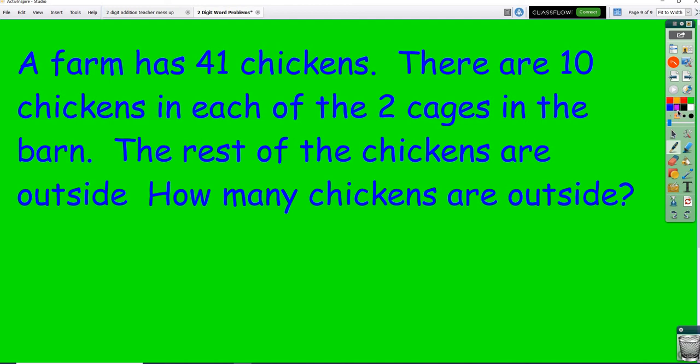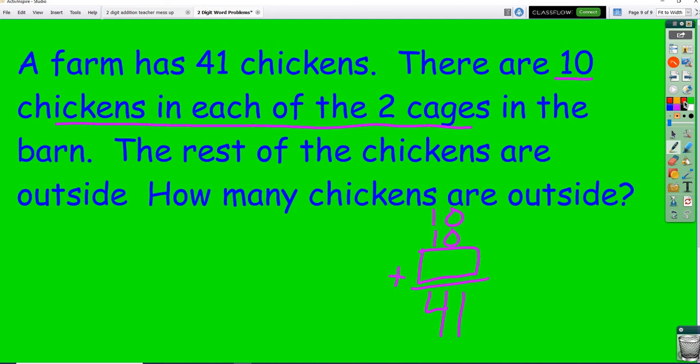All right, so the farm has 41 chickens. That's how many it has altogether. That's kind of the answer. It's already there for us. But we're trying to figure out how many are outside. So there are 2 cages in the barn. That's inside. And one cage has 10, and then the other cage has 10. Because look, it says there are 10 chickens in each of the 2 cages. But then I don't know how many are outside. That's what we're trying to figure out. Because it's got a missing piece.